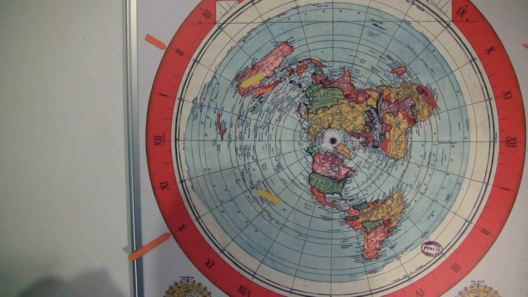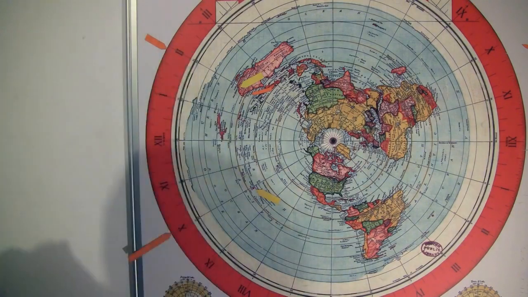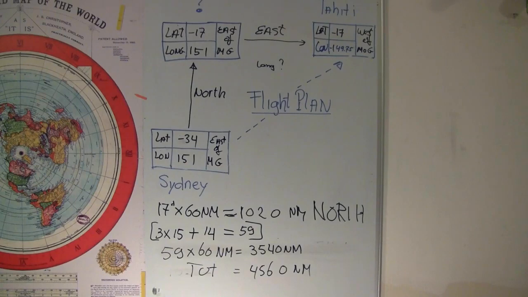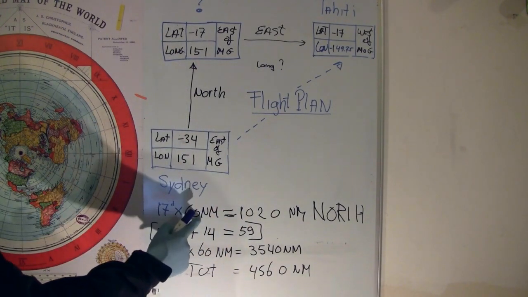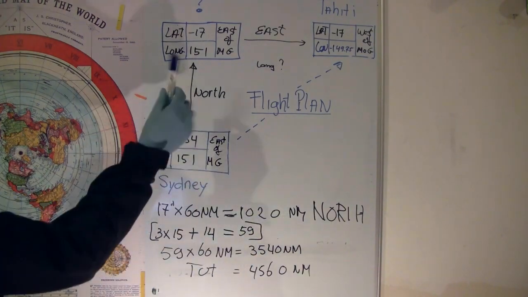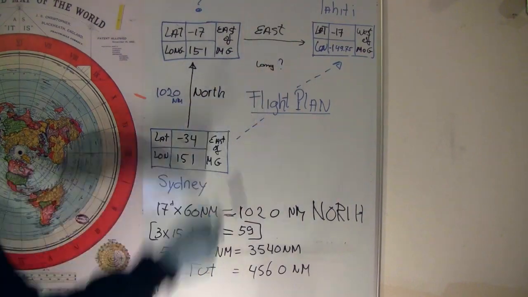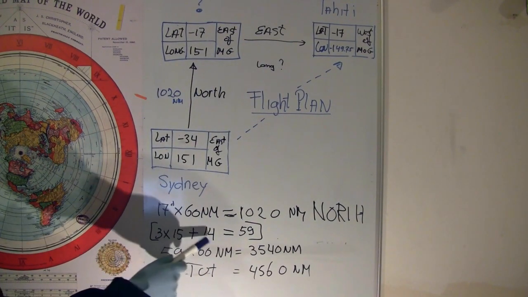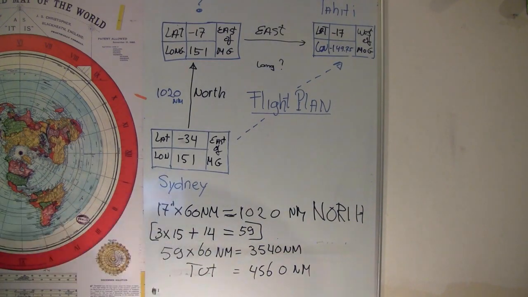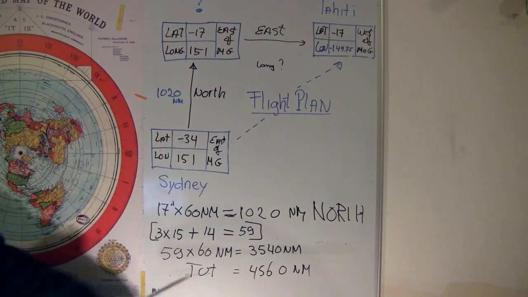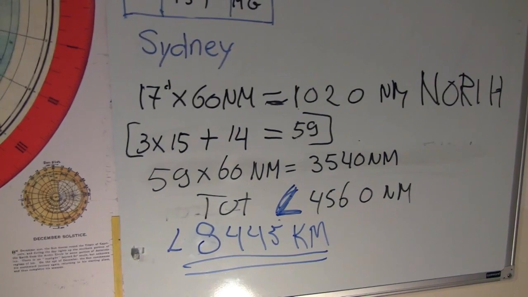But for the purpose of our demonstration, let's say it's on the 150, so it's easy to calculate. It's 15 plus 14 degrees. It means we have to fly 17 degrees north. That is 17 degrees times 60 nautical miles. That makes a total of 1020 nautical miles north, and from this position we have to turn east, and that's 3 times the longitude lines plus the 14 degrees to Sydney. That's 59 degrees. 59 degrees times 60 nautical miles, that makes a total of 3,540 nautical miles. The total distance from Sydney to Tahiti is 4,560 nautical miles.